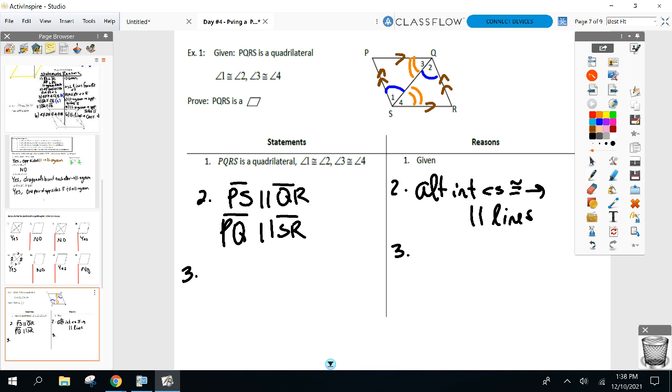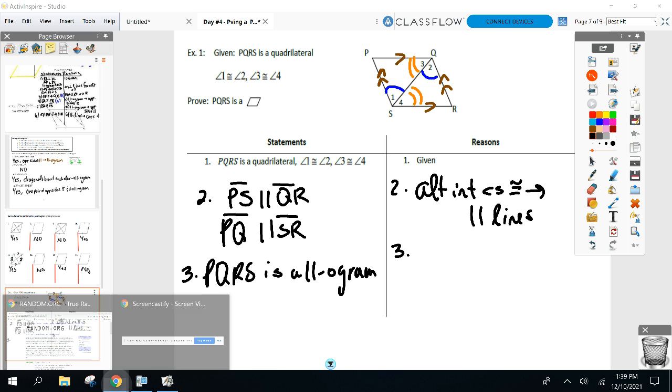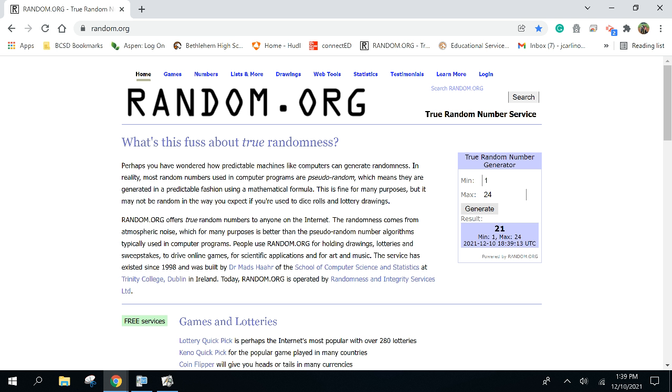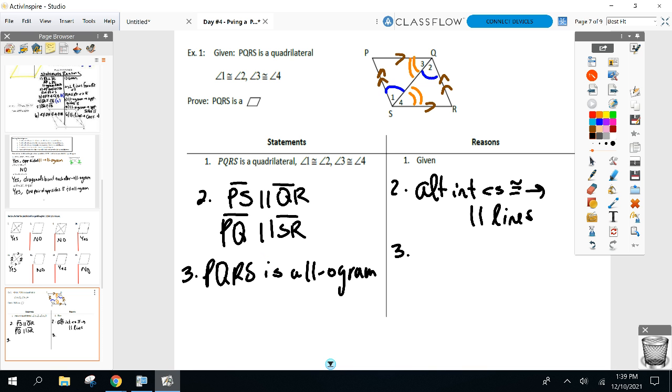Do I have to go further, or is this a parallelogram? Is this a parallelogram? Yeah, PQRS. And I just want to ask, how do we know it's a parallelogram? 21, how do I know this is a parallelogram? Yep. Opposite sides parallel implies parallelogram. Good work, everybody.